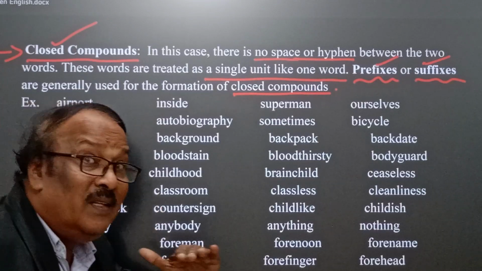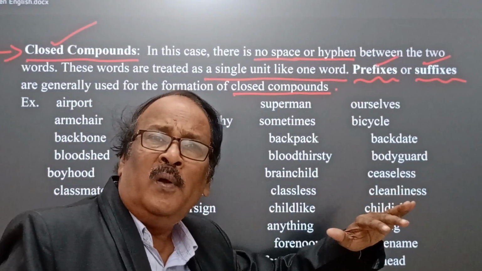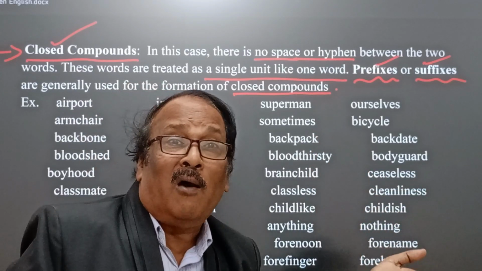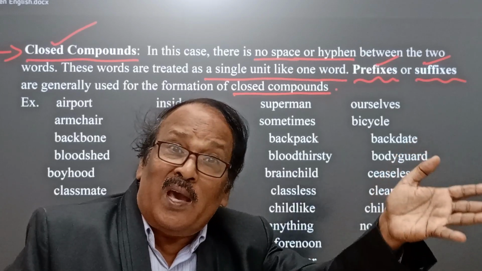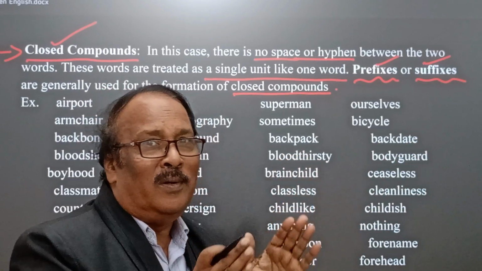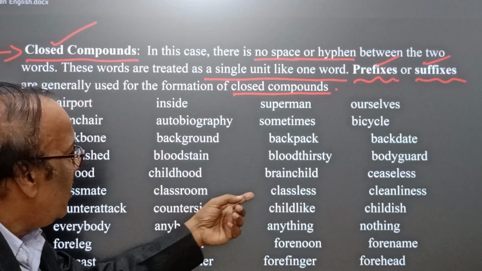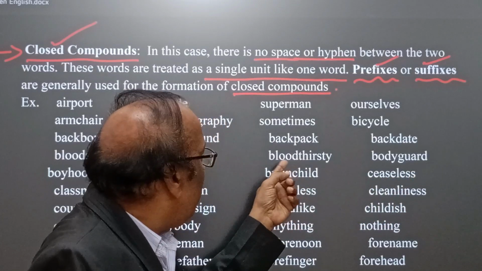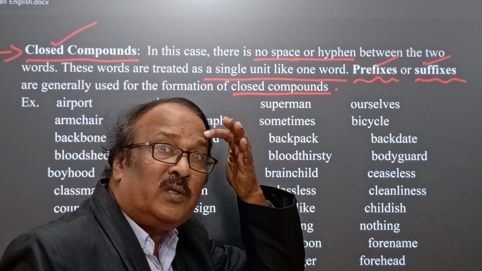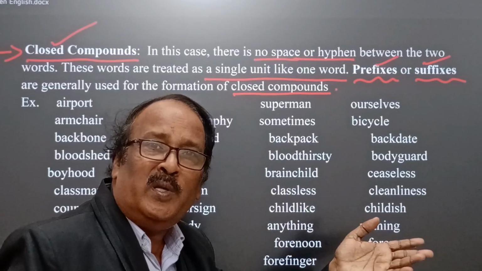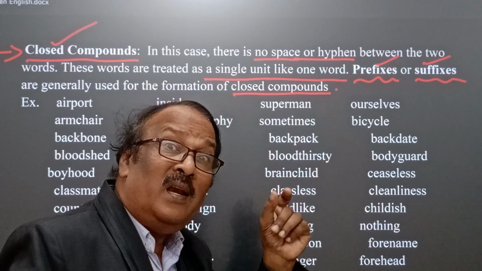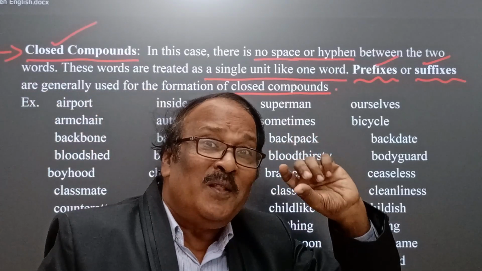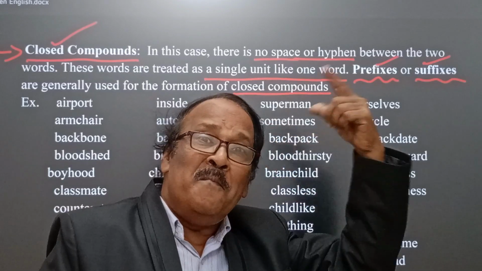Boyhood, childhood, these are the stages of human life. We should let our children enjoy their childhood days. Childhood, no gap. And here, brain drain, ceaseless attempt. Brainchild. This was the brainchild of our Prime Minister. Brain, no gap. It means a plan or strategy produced by the brain.